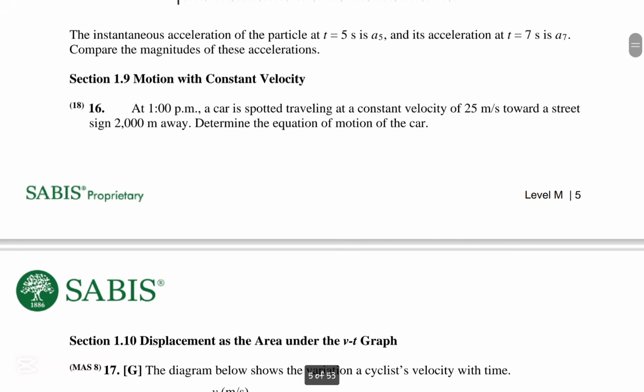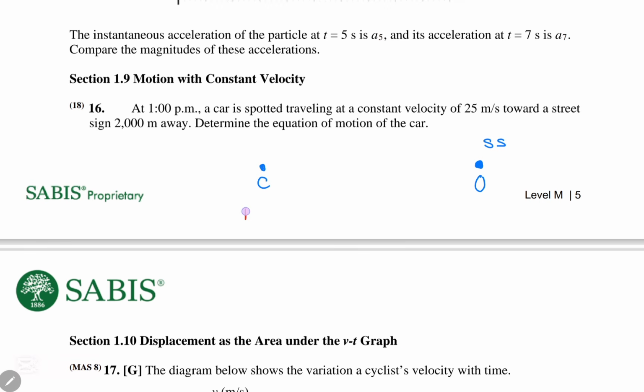We'll now move on to section 1.9, question 16. What does it say? At 1 p.m., a car is spotted traveling at a constant velocity of 25 meters per second towards a street sign 2,000 meters away. Determine the equation of motion of a car. So, we have the car over here. It's going towards where? Towards a street sign. We call this SS. Now, let's say this is the origin. Always assume where you are going to is the origin, okay?